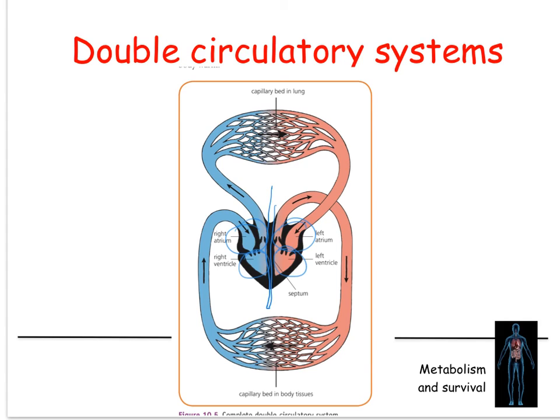It's called a double circulatory system because you've got blood being pumped out to the lungs and then back into the heart, and you've also got blood being pumped out to the body and then back into the heart. I've said that mammals and birds have this double circulatory system. What I haven't talked about is the difference in the respiratory system between mammals and birds, and we'll talk about that in the next video.